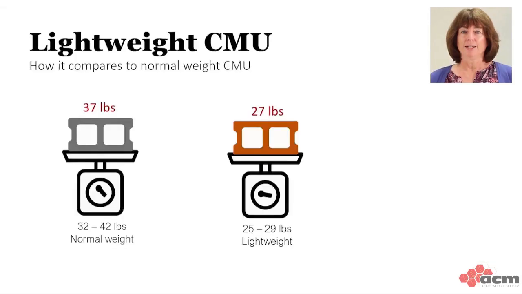Regular normal weight CMU typically weigh 32 to 40 pounds per block, and masons understandably get tired of lifting them all day long. So in some regions, the masons have convinced the block producers to make lighter CMU of 25 to 29 pounds per block. This speeds up installation and reduces injuries.